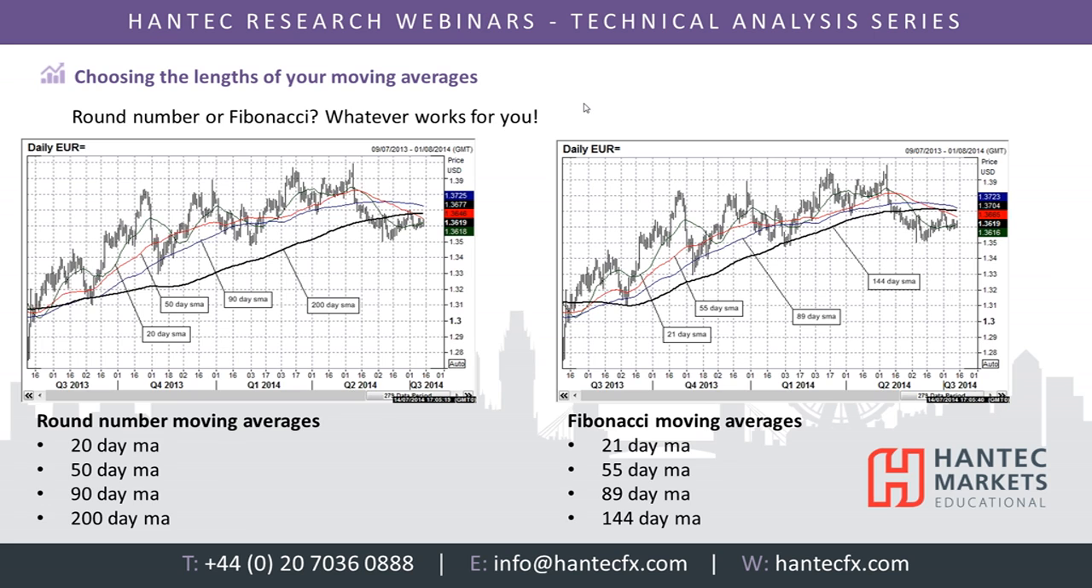Which lengths of moving averages do you use? Now, if you actually look at my videos or read my analysis, I will always use the Fibonacci numbers as my moving averages, so that's 21, 55, 89, and 144. I have in the past in my analysis used 20, 50, 90, and 200, and it just depends on your point of view, really. Round numbers are quite popular, but Fibonacci brings more of the mathematical phenomena that is Fibonacci into the moving averages, so it gives me a little bit more confirmation effectively that I think they would be working.